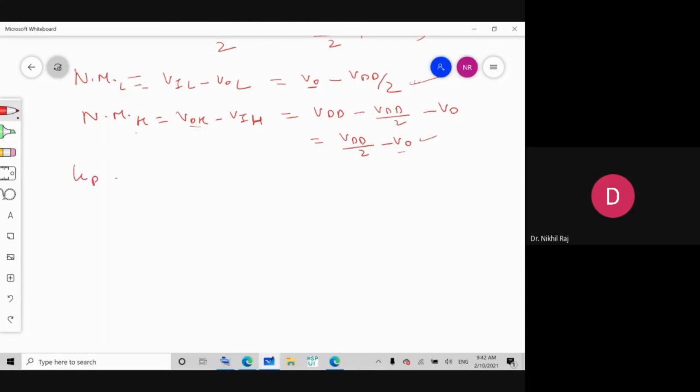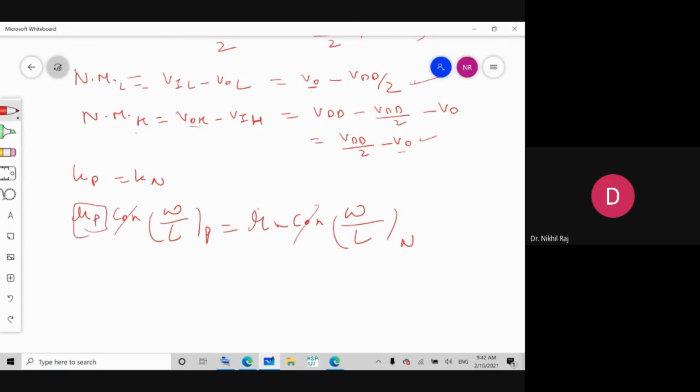However, to make Kp and Kn equal, if you expand this one, it is mu P Cox W by L of P, and it was mu N Cox W by L of N. So this mobility is not in our hand. Cox can be made equal. So this means by adjusting W by L, I can make this ratio equal.